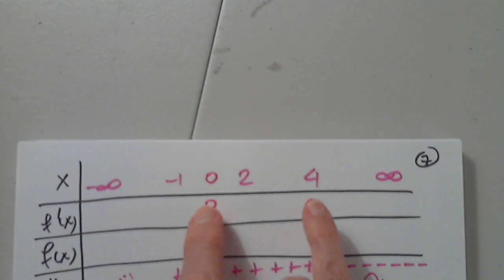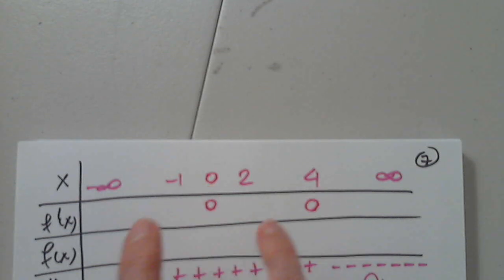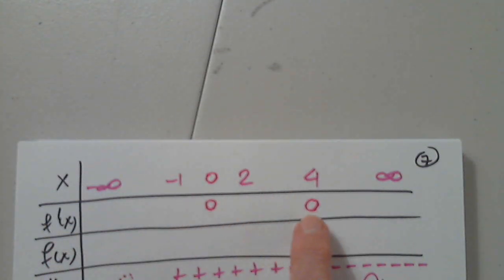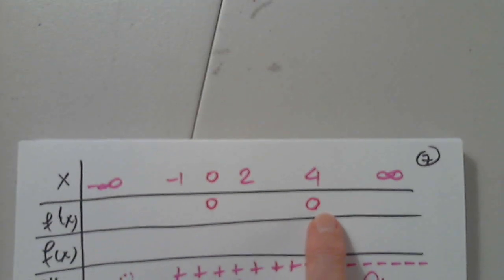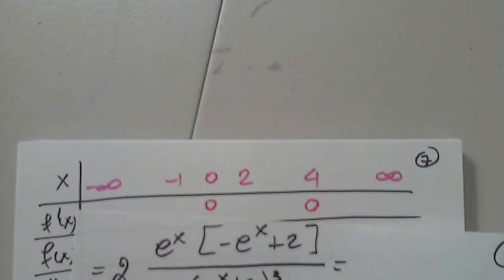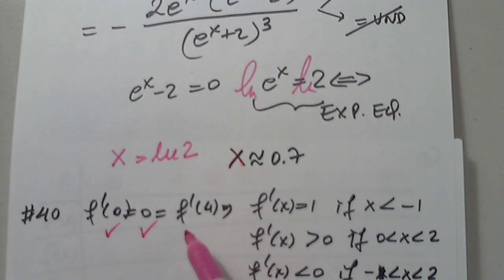Obviously, these are what? If the first derivative is 0 at 0 and 4, what are these? Critical numbers. They're not points, but you're right, we can call them points. Okay, so this is done, this is done, this is done.